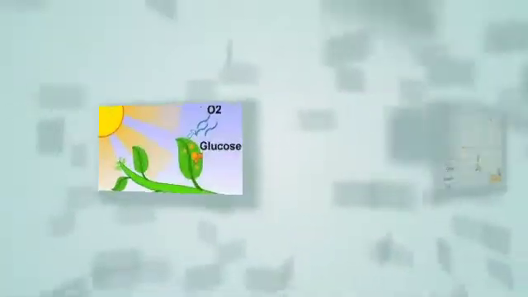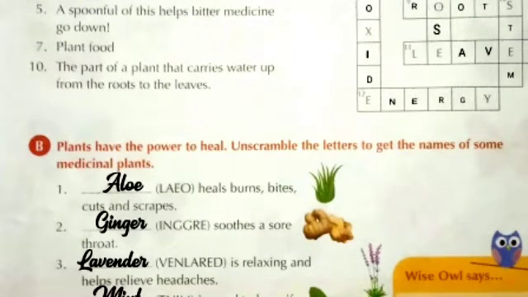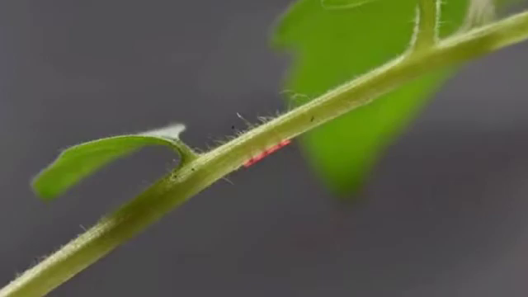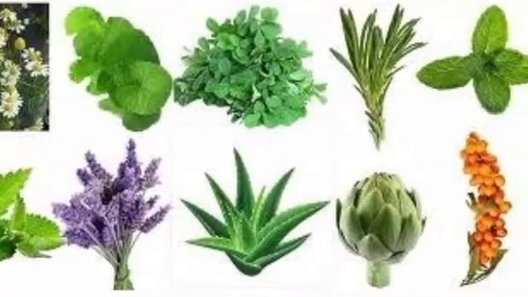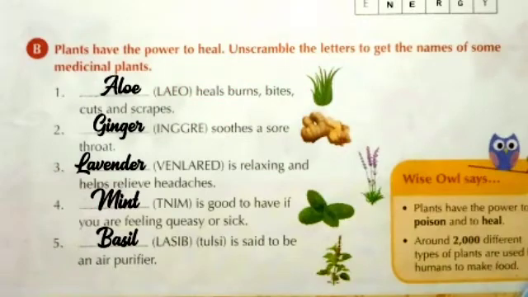The answer is glucose. Next, the part of a plant that carries water up from the roots to the leaves. The answer is stem. Plants have the power to heal. B. Unscramble the letters to get the names of some medicinal plants. First one. Dash heals burns, bites, cuts and scrapes.